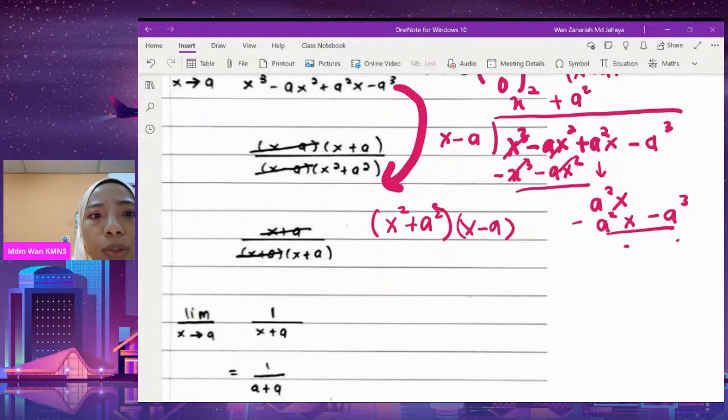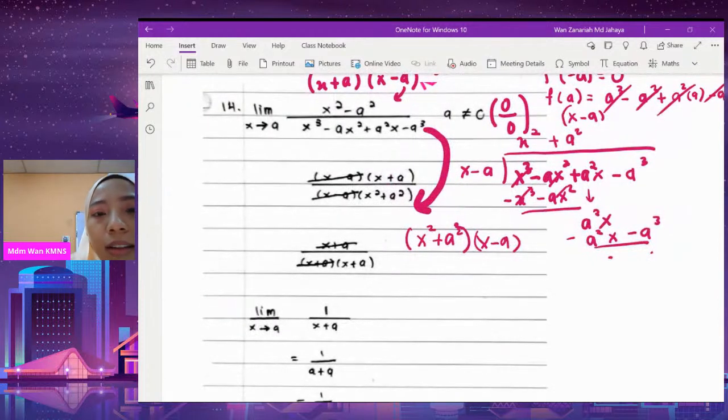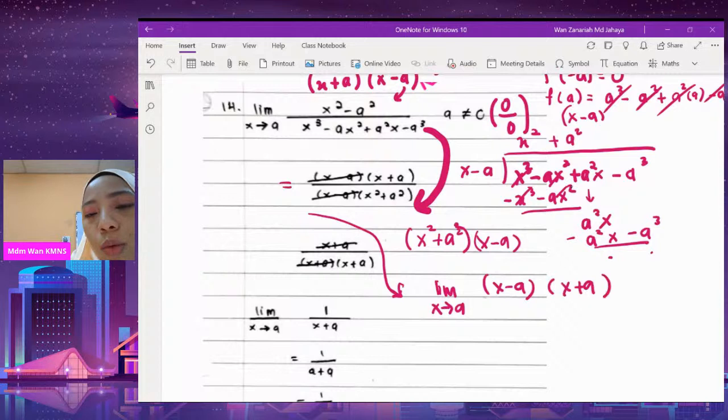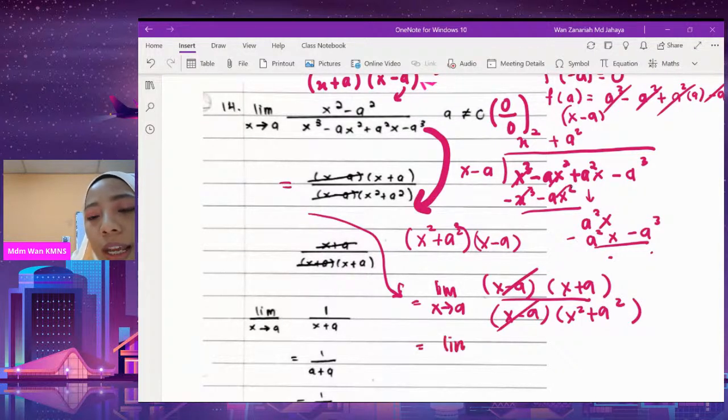Okay, masalahnya dia proceed, kemudian yang kedua tu lain, so supposedly dia continue lah. Dia continue this part. Limit x approaching a, (x minus a)(x plus a) over x minus a, and then this one you get x square plus a square. You cancel out top and bottom. And then limit x approaching a, plus a, you get 2a over a square plus a square.